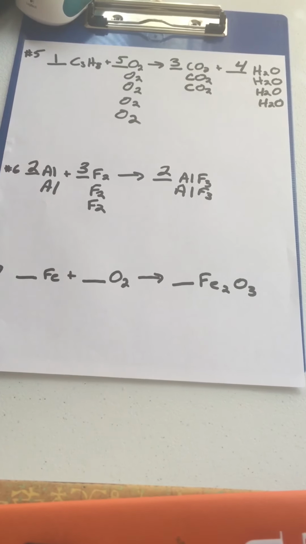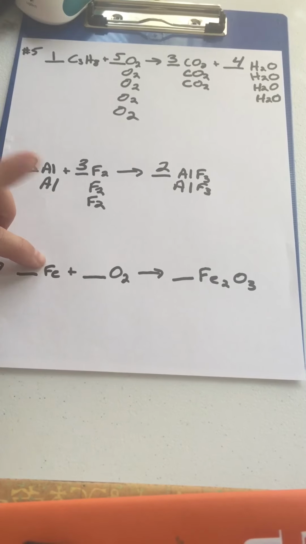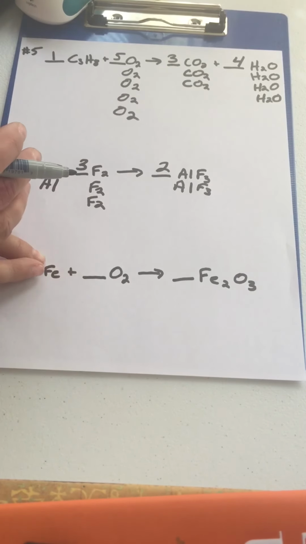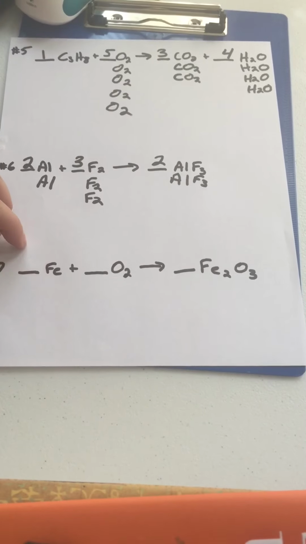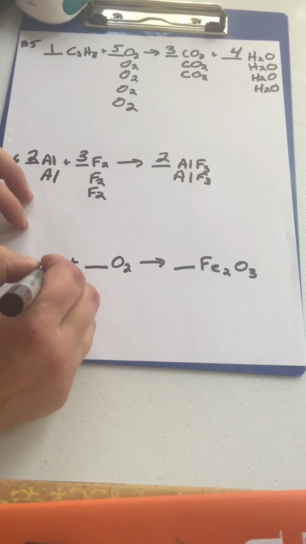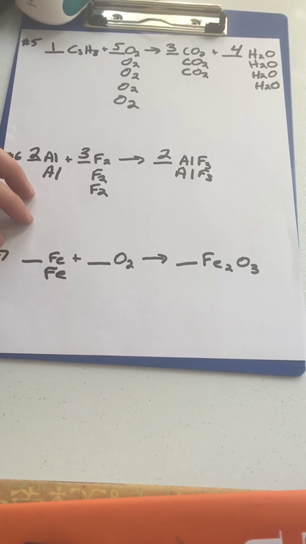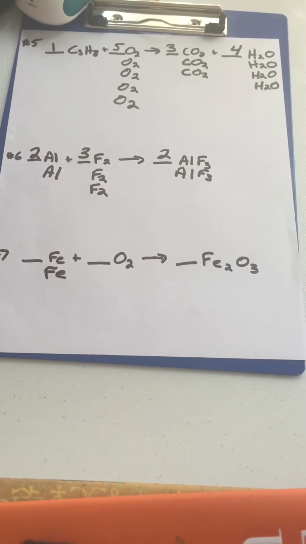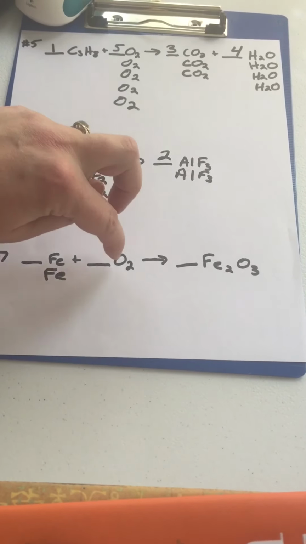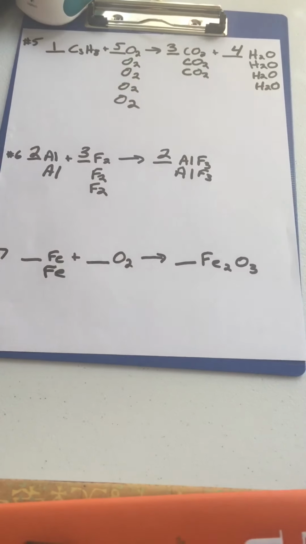Okay, now I'm going to move to number 7. I'm going to start with my Fe. I've got 1 iron, 1 Fe here, and 2 Fe's here. So I'm going to add 1 here. So now I've got 2 irons and 2 irons. But now when I look at my oxygen, I've got 2 oxygens here, but I have 3 oxygens here.